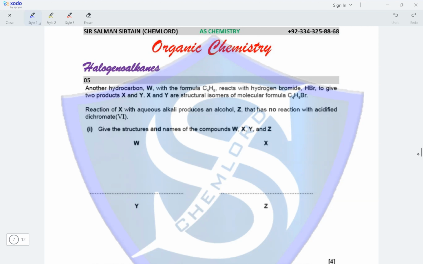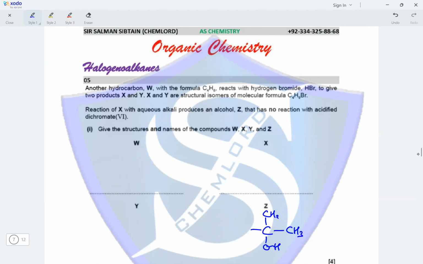So in order to give the structure and name of this compound, we can start off with the alcohol Z because it does not undergo an oxidation reaction, which means that it is a tertiary alcohol. And because it is a tertiary alcohol, it would have a carbon atom with an OH group attached to it, to which there would be three different R groups present. And since the molecular formula contains only four carbon atoms, each of these R groups would be a CH3 group.